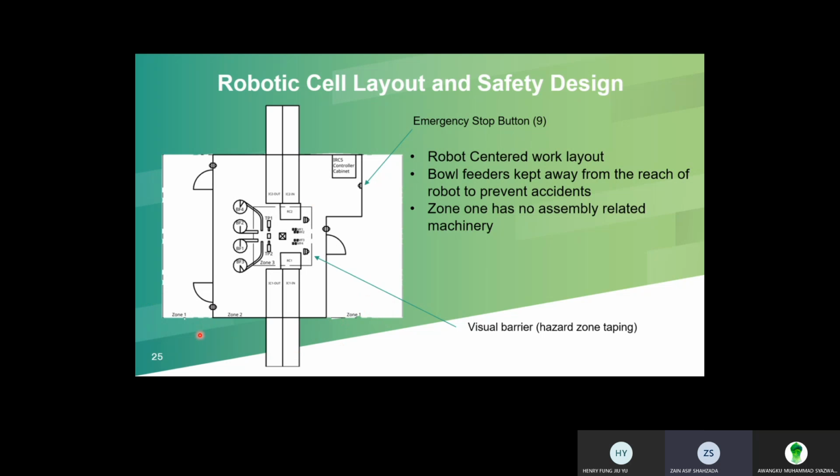Zone 1 has no assembly related machinery or mechanism. There's nothing placed there for safety purposes, and the personnel or workers can roam there, walk there freely, and they don't need any authorization for that.